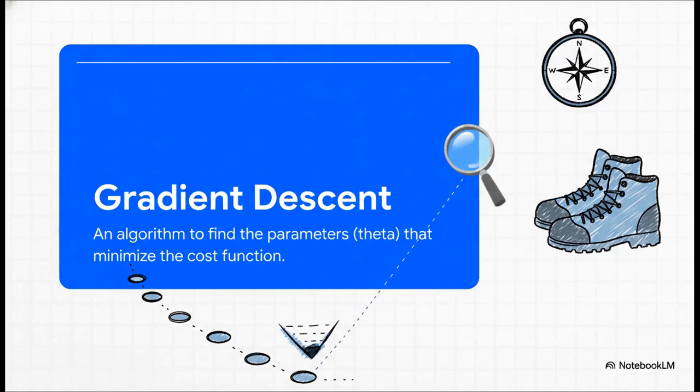So what is gradient descent? Put simply, it's our algorithm for finding the way down. It's the super powerful technique that's used all over machine learning to hunt for the exact values of our parameters, our theta, that get us to that lowest point on our cost function map. You could think of it as our compass and our hiking boots all rolled into one.